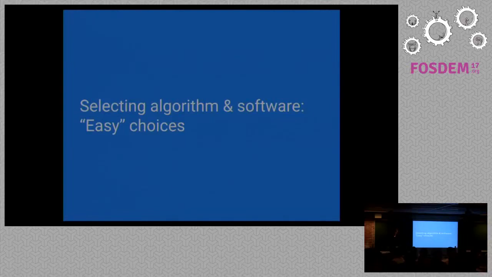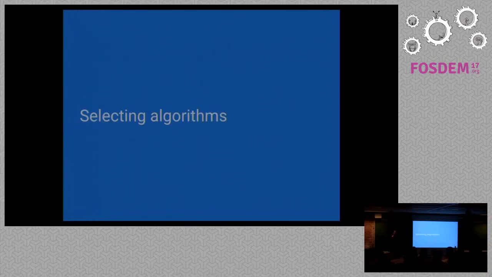So next, after you've selected your objective function and ensured that your data is in a good state to learn from, what comes up is the selection of your software and your algorithm. So I've labeled this here as easy choices because I actually believe that the other parts of your pipeline are much more important for the success of your product launch.